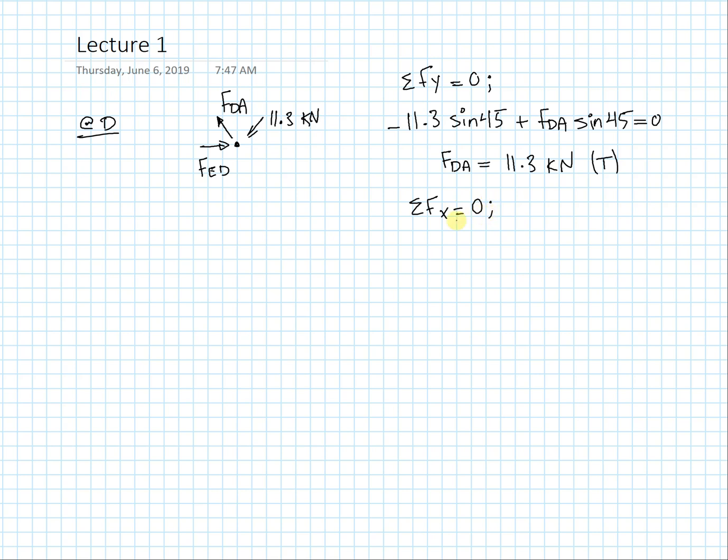And so the sum of the forces in the x direction will simply equal to, let's see, we have minus 11.3 cosine 45, and we have minus 11.3 cosine 45, so we have two of these, and we have FDE, and this thing equals to 0. And thereby, FDE is going to equal 16 kilonewtons. It's pushing on the joint, so we have compression. That's what it is.